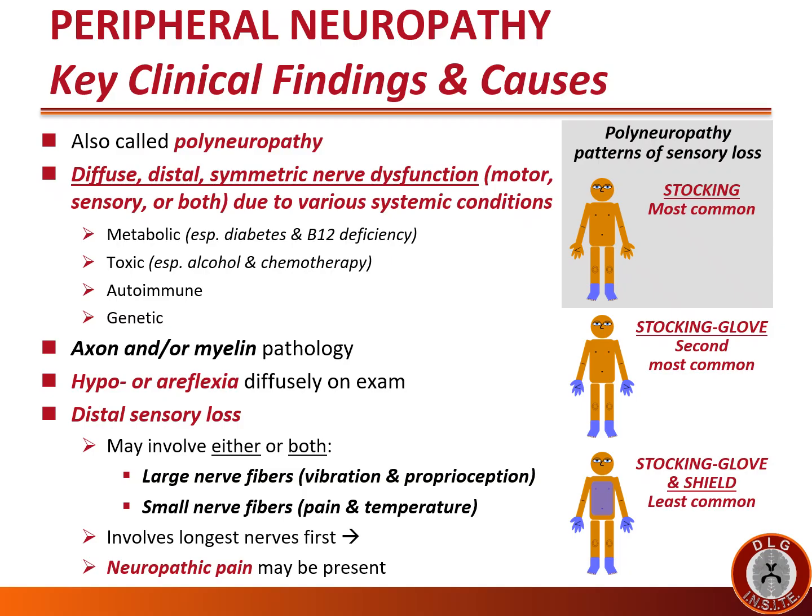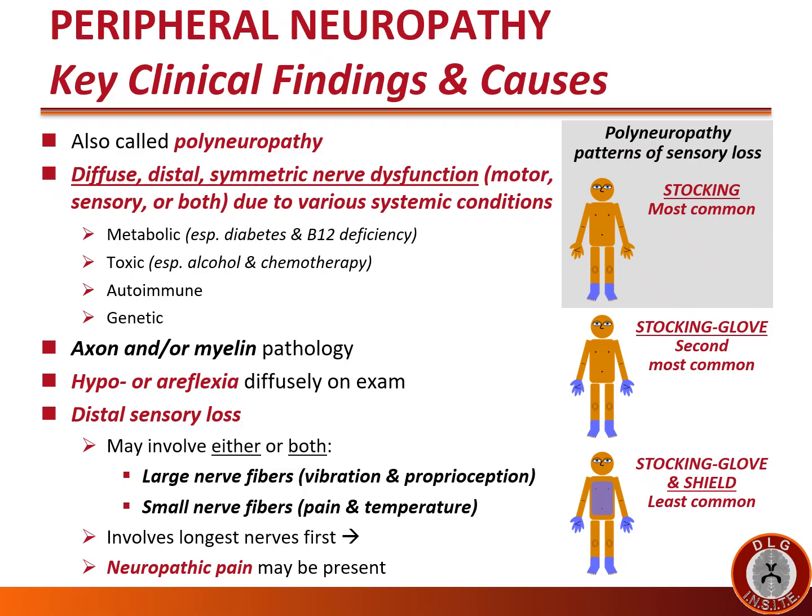The most common of the metabolic disorders that cause a peripheral neuropathy or polyneuropathy are diabetes mellitus and B12 deficiency. The most common of the toxic would be alcohol, chronic alcoholism, or chemotherapy. But there are also medications that can do it, for example. Autoimmune disease and genetic are the other two categories. Now, these peripheral neuropathies can be primarily axon involving or myelin involving in their pathology.